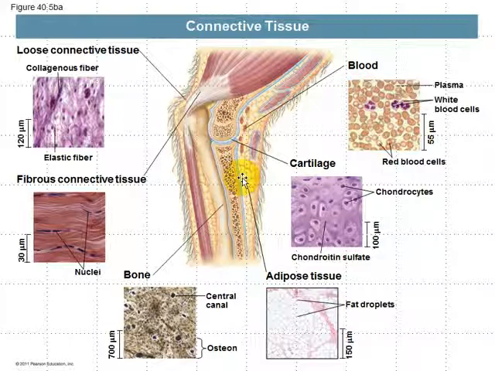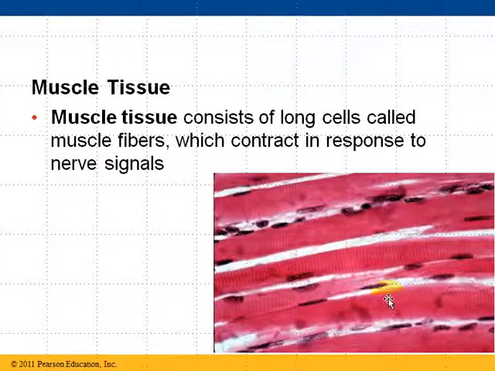So we've talked about epithelial tissue, connective tissue. The next on the list, the third, is muscle tissue. Muscle tissue consists of long cells called muscle fibers, which are joined together to perform a particular job.